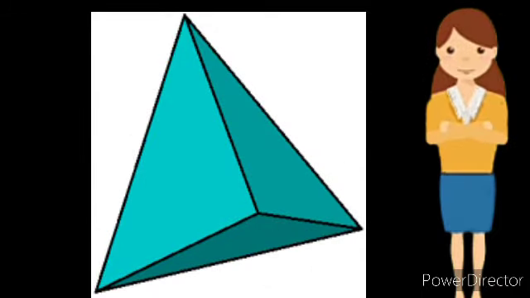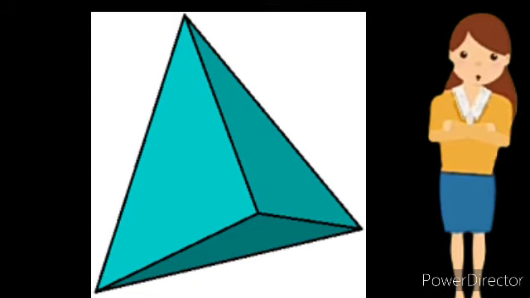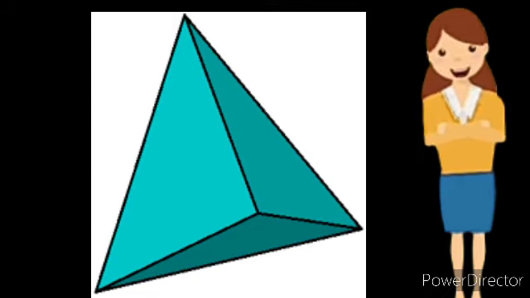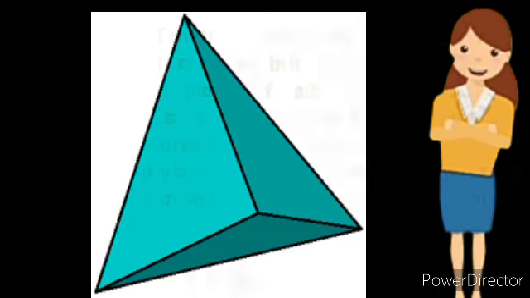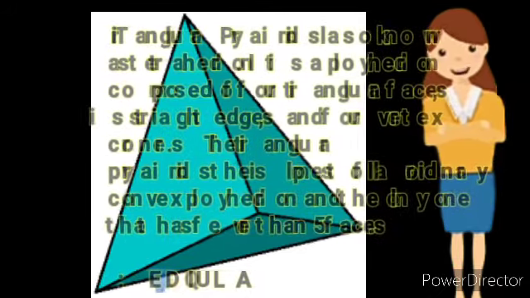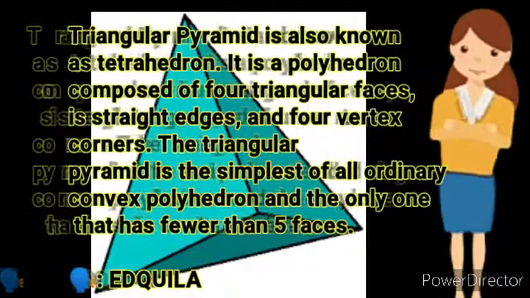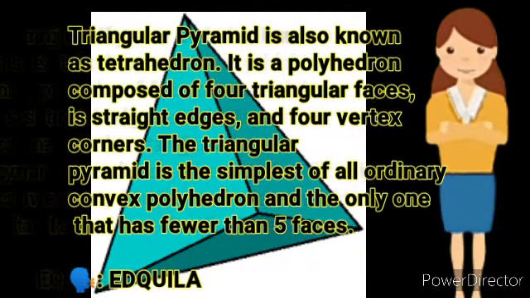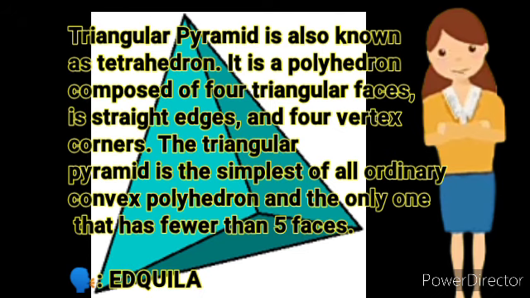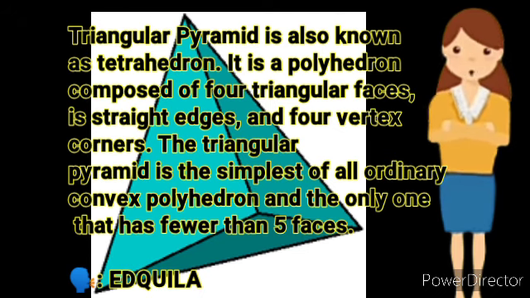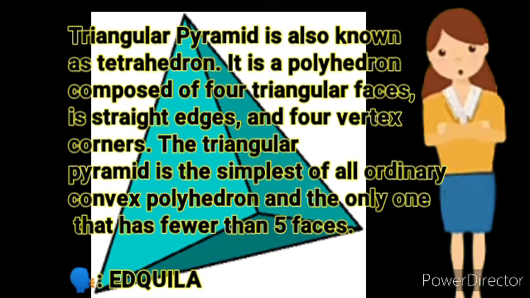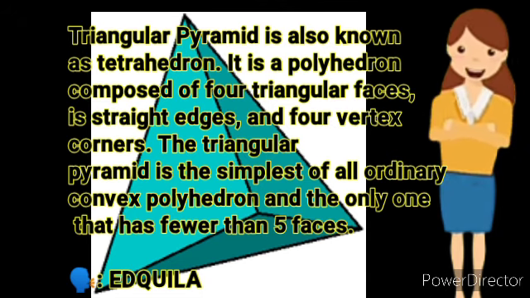Now, children, let's move forward to the other picture. So, are you familiar with this one? Okay, very good. It is a triangular pyramid. A triangular pyramid is also known as the tetrahedron. It is a polyhedron composed of 4 triangular faces, 6 straight edges, and 4 vertex corners.